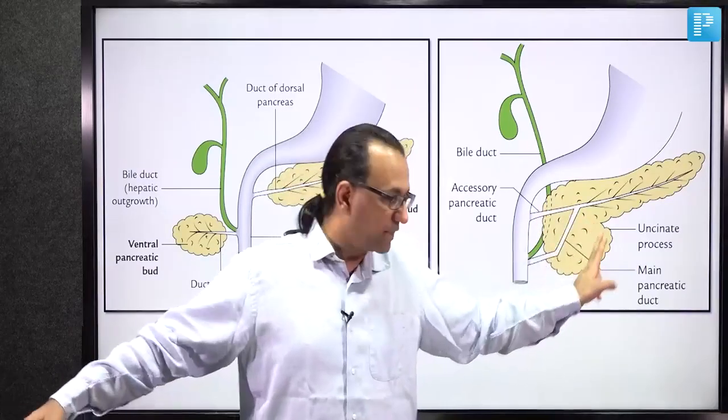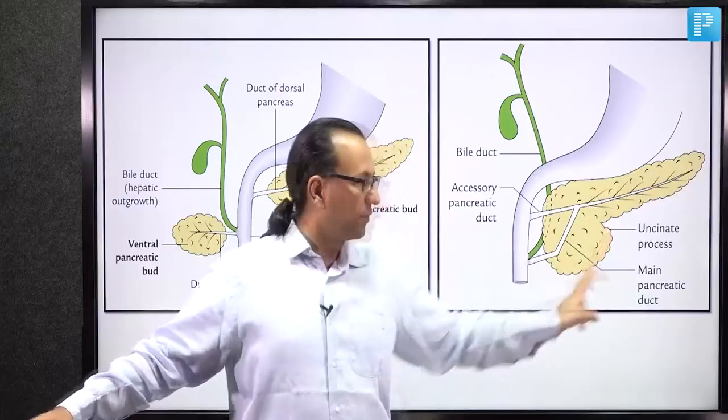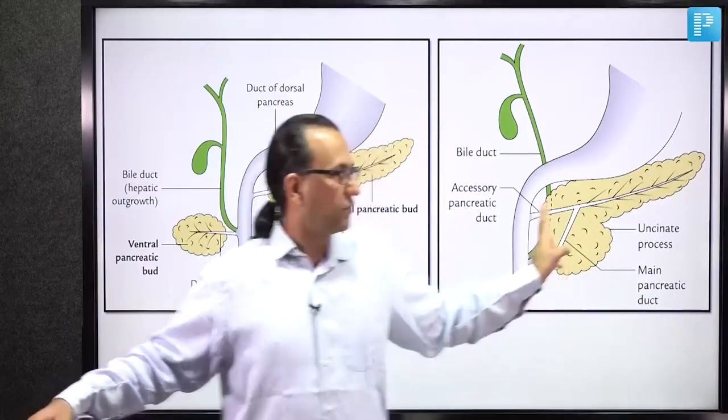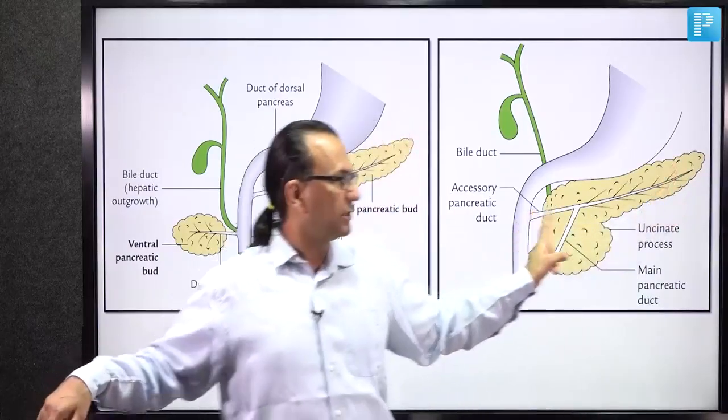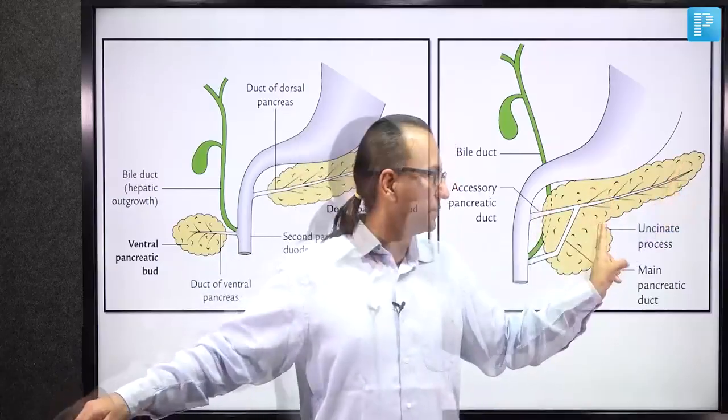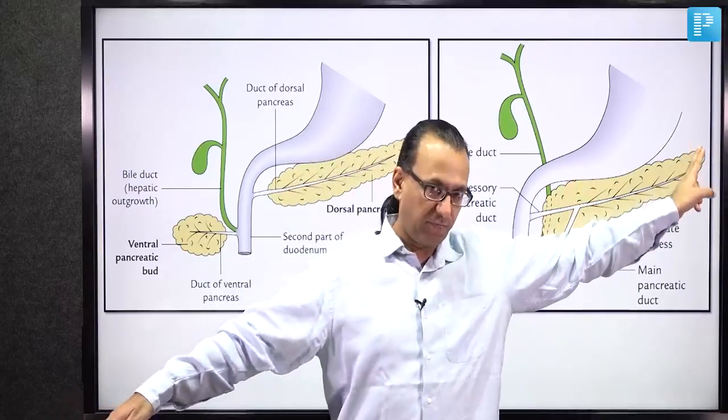The lower head of pancreas and the uncinate process of pancreas come from the ventral pancreatic bud, whereas the rest of the pancreas is from the dorsal pancreatic bud, which includes the upper head, neck, body, and the tail of pancreas.